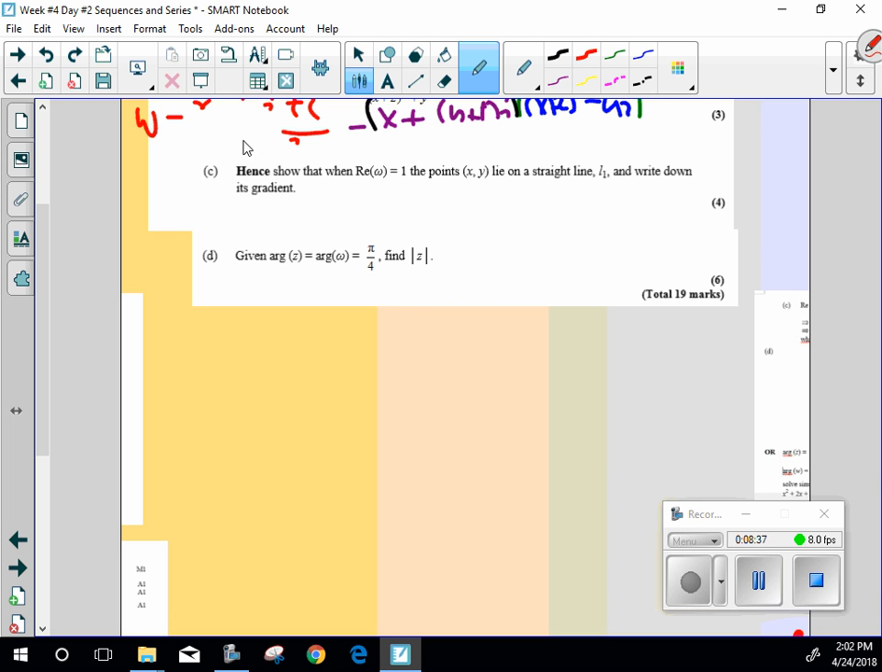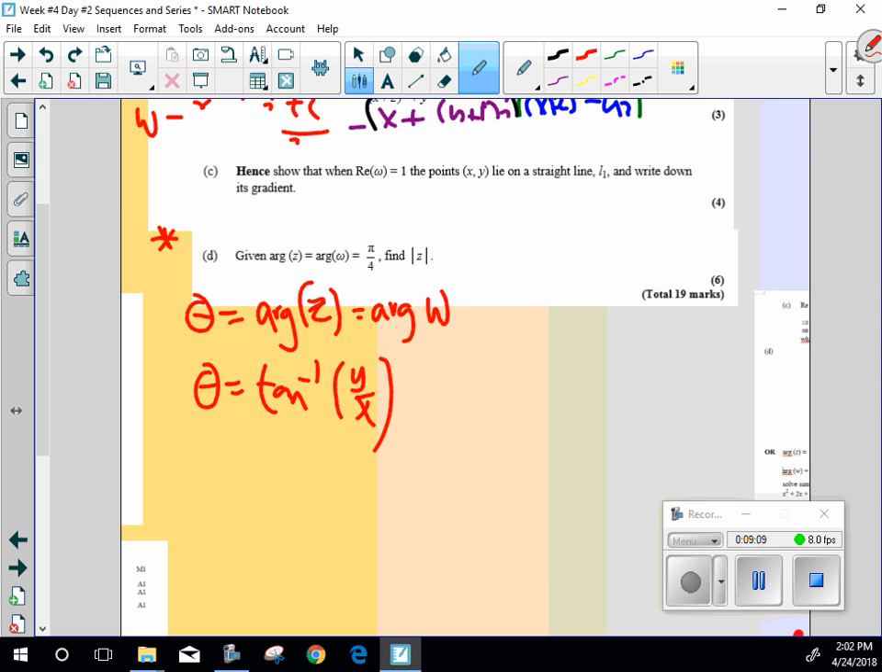So given the argument of z, by the way, this one I would never put on one of our tests. But it's kind of cool. So let me just show you how to do it. So theta is the same as the argument of anything, like z, or in this case, w. Okay? So what we're saying here is that theta is the inverse tangent of y over x. Remember that? They're saying theta is equal to what? Pi over 4. So do you get that? Is that part all right?